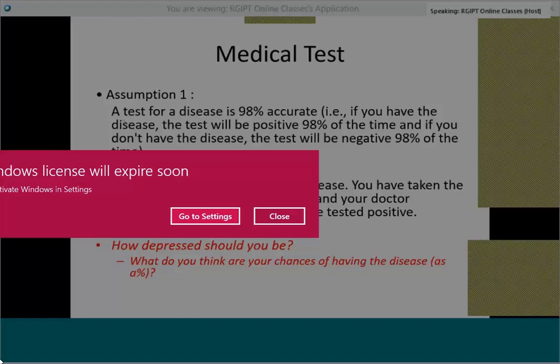Assumption, medical test. Assumption 1: a test for a disease is 98% accurate. That is, if you have the disease, the test will be positive 98% of the time, and if you don't have the disease, the test will be negative 98% of the time. Assumption 2: 0.5%, 1 in 200 people have the disease. You have taken the test at a routine medical checkup, and your doctor informs you that you have tested positive. How depressed would you be?